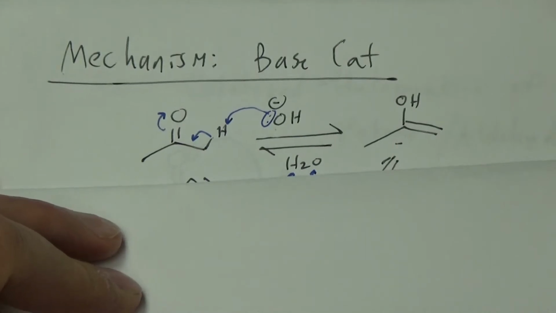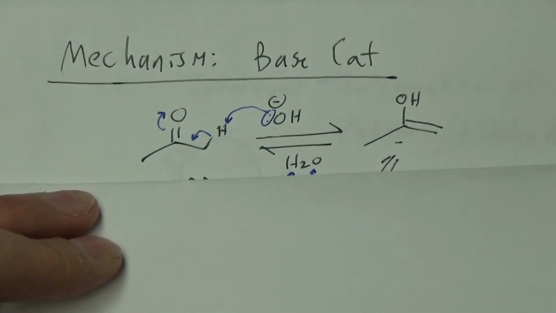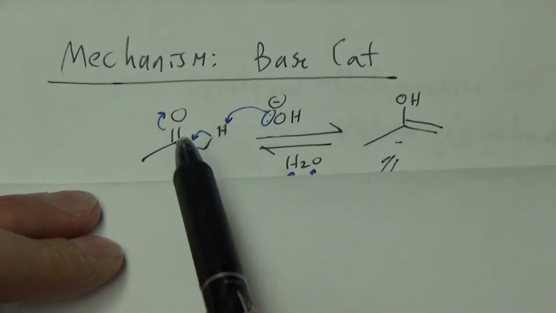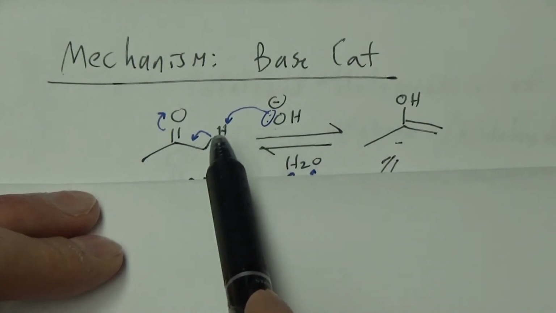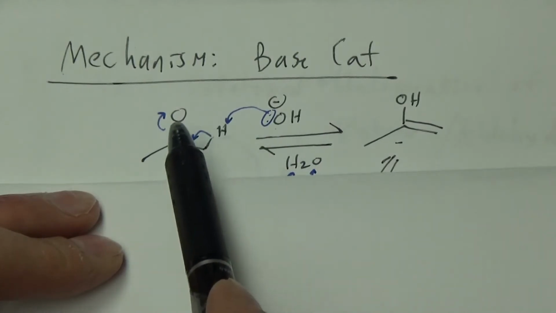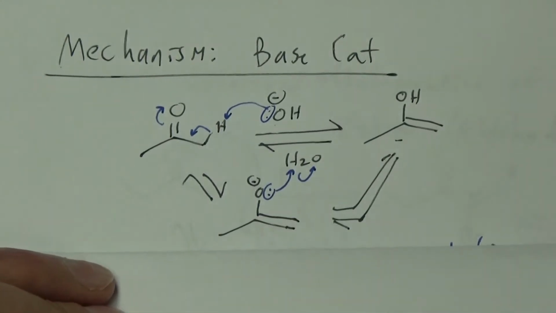And there's also a base catalyzed mechanism for this, to go back and forth. And what happens is the base would just take the proton off, and then it creates a negatively charged oxygen, and then it gets a proton. So that's actually really easy as well.